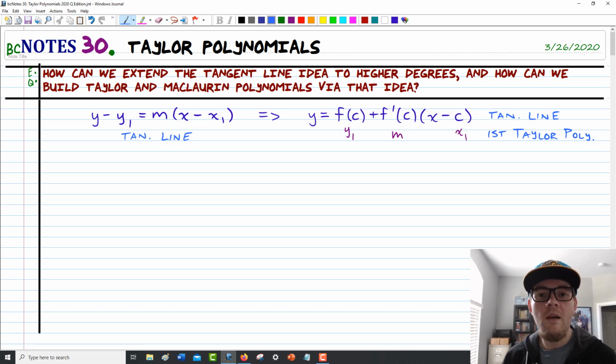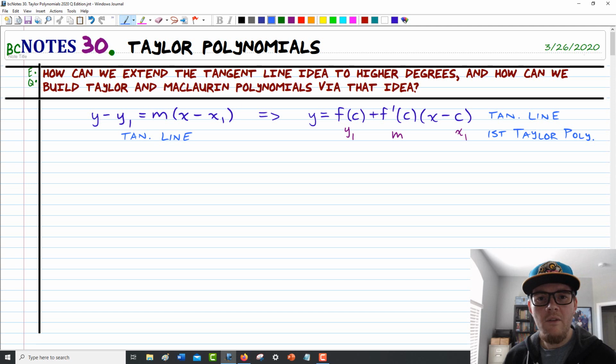I'll try to give you some insight about what things mean also as we go through. You'll see when we get there. But for now, I just want to ground this in the idea that really this is just like a tangent line. It's just going to have more in there. We're not just talking about lines. We're talking about polynomials.